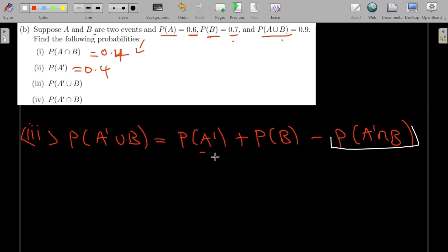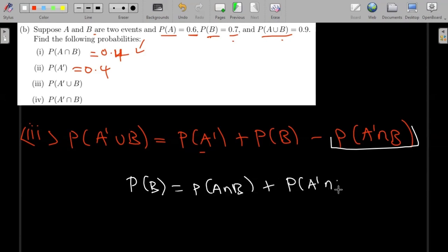I'm going to say, notice that the probability of B is the same as the probability of A intersection B, plus the probability of A complement intersection B. In our given data, we have the probability of B, and we also found the probability of A intersection B, which is 0.4. So you can put the numbers here and find the probability that we require.